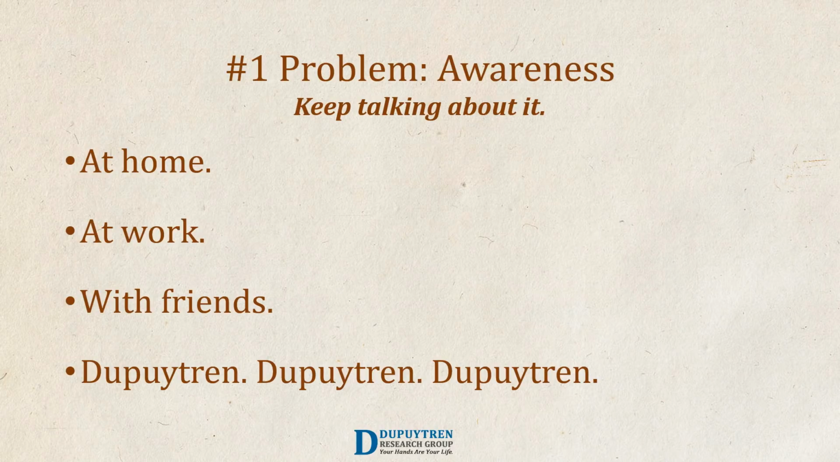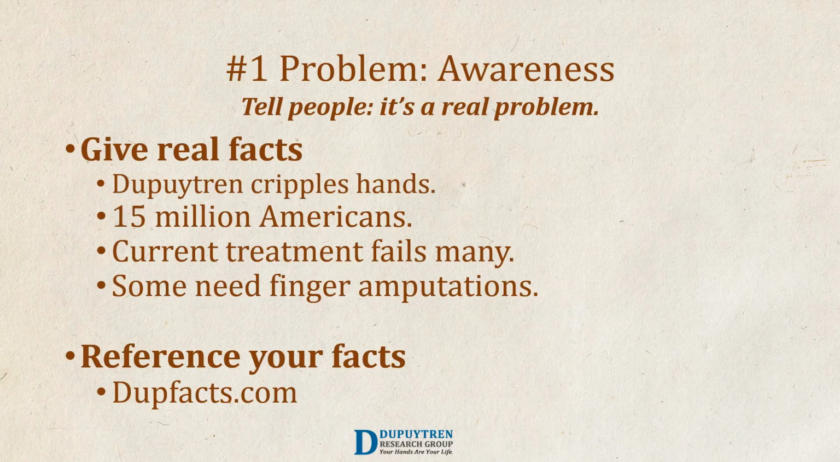The key thing is to talk about it at home, at work, with friends, and say the word over and over again so that people hear it enough that they will recognize it over time. Dupuytren, Dupuytren, Dupuytren. Beyond that, it's important that people realize it's a real problem. And it's good to get people's attention with facts about Dupuytren disease which are dramatic and are real. Dupuytren cripples hands. There are as many as 15 million affected Americans. Current treatment is inadequate for a portion of people with Dupuytren disease. Some people wind up having their fingers off because of Dupuytren disease and our inability to provide adequate treatment.